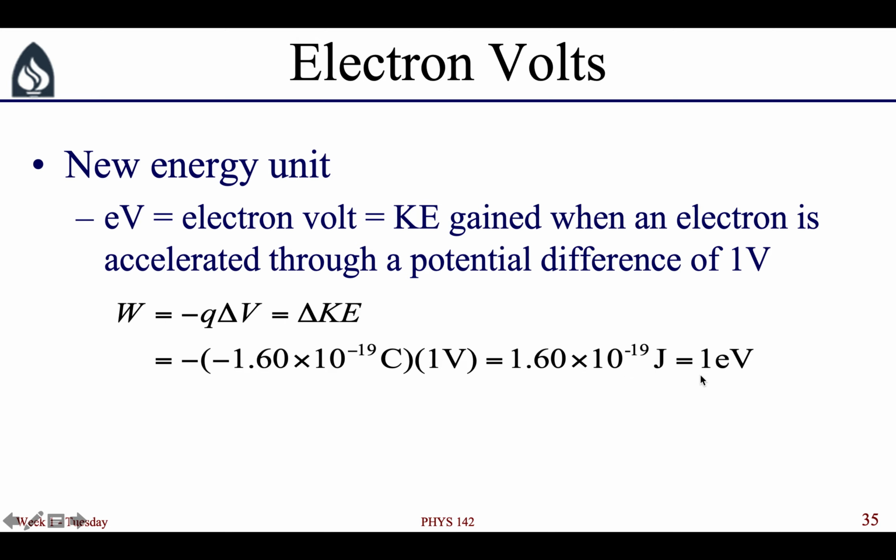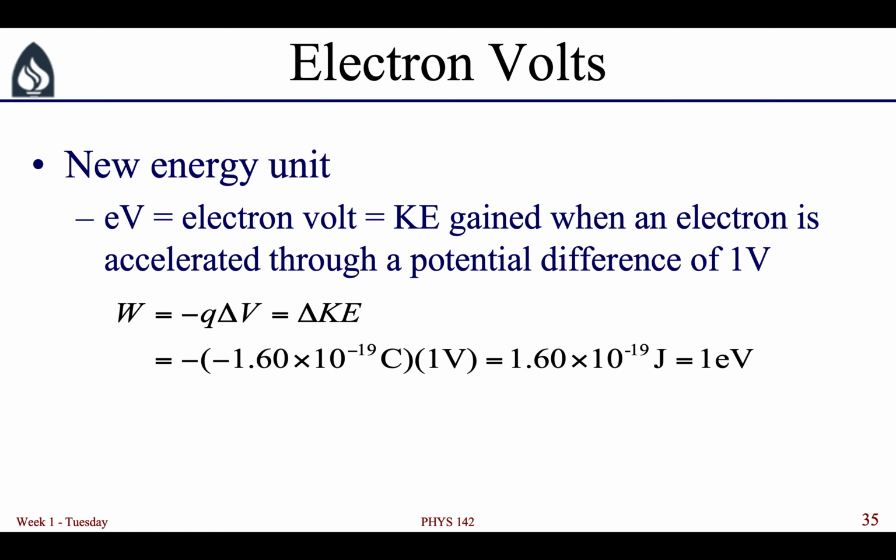And that is defined as 1 electron volt. So if you allow a potential difference of a volt to accelerate an electron, the electron will gain 1 electron volt of energy. If you have a 5 volt potential difference, the electron will gain 5 electron volts. If you have a 10 volt potential difference, the electron will gain 10 electron volts of kinetic energy. The kinetic energy that's gained is the same as the potential difference in electron volts.